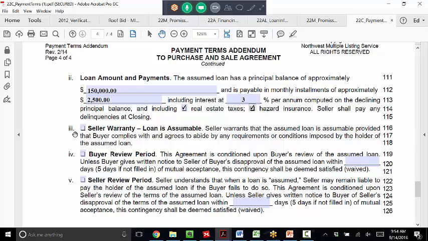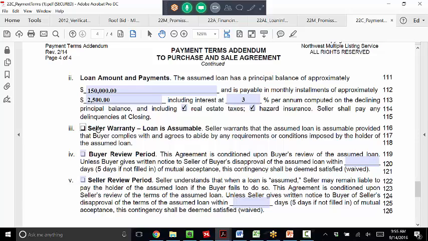Paragraph 3, seller warranty. Loan is assumable. Seller warrants that the assumed loan is assumable provided that buyer complies with and agrees to abide by any requirements, condition imposed by the holder of the assumed loan. So you would check that box if that's true. I'm telling you, there's probably almost none that you would ever check that box because loans are not assumable. Now, could there be exceptions?